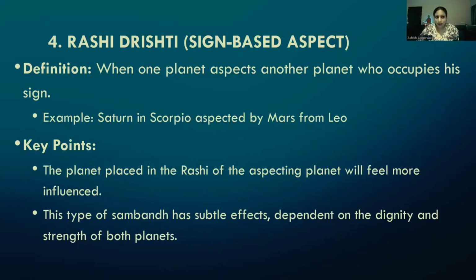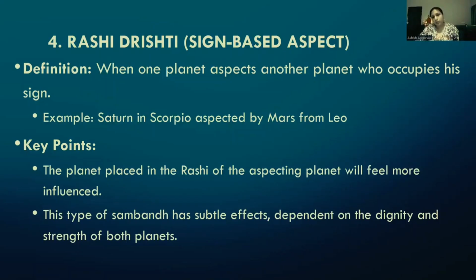It should be a similar example. For example, if Venus is placed in Aries, which is Mars' sign, and Mars is in Capricorn, sitting and looking at Venus. So what's happening? Venus is influencing Mars because Venus is placed in Mars' sign. And Mars is influencing Venus because it is looking at Venus. This is called the sign aspect relationship.